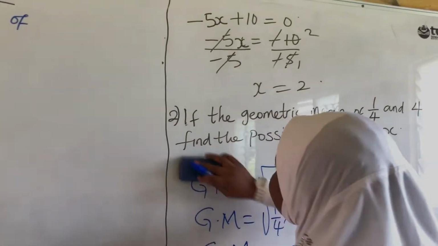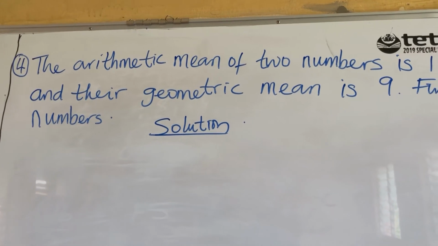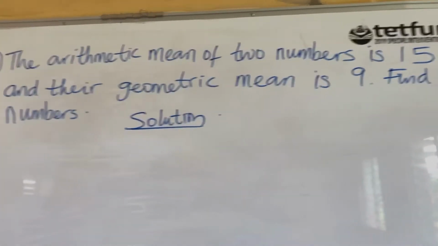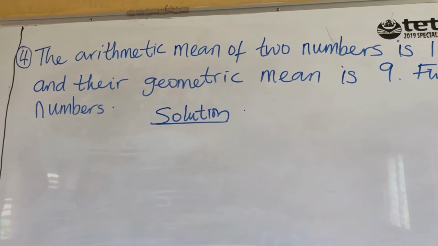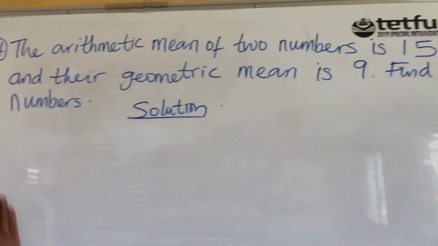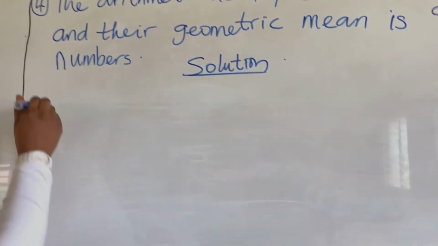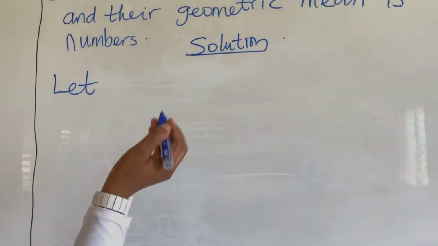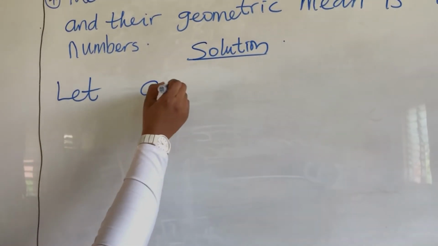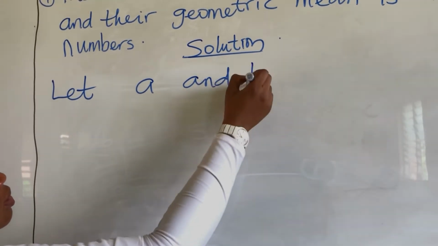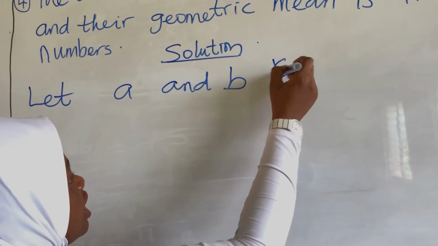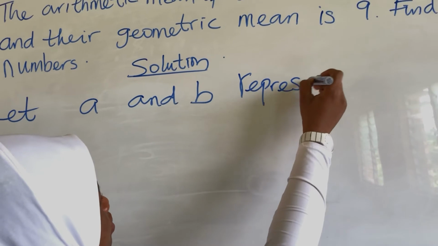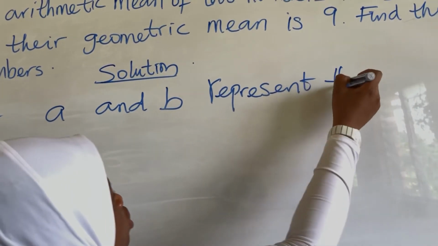Example 4. The arithmetic mean of two numbers is 15 and their geometric mean is 9. Find the numbers. So the first thing that you need to do here is that let's represent the two numbers with A and B. Let A and B represent the two numbers.